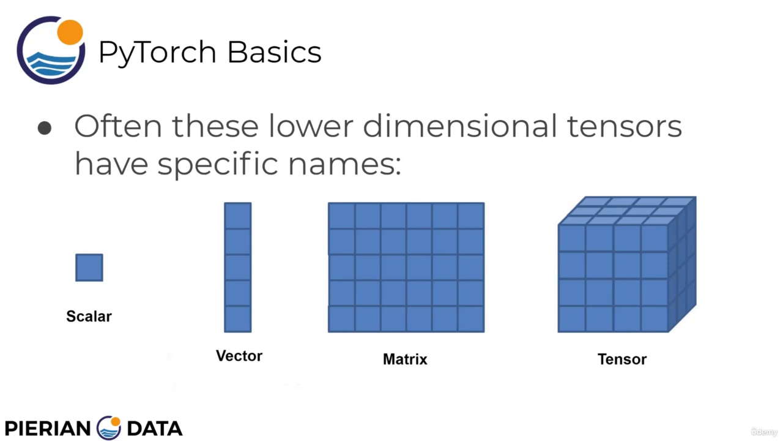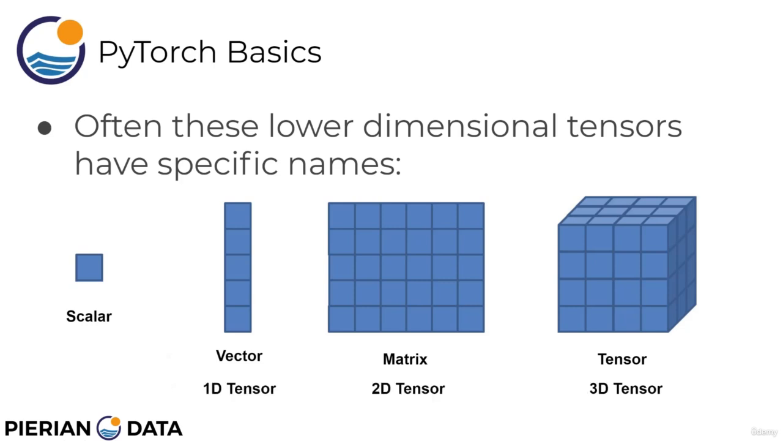So the thing that happens is lower dimensional tensors have specific names that are often used instead of the word like 1D tensor or 2D tensor. So we can think of a single number as a scalar value. And then if we organize a 1D array of these scalar values, we have a vector. If we have a 2D array of these scalar values, we have a matrix, and then a 3D array or higher can be known as a tensor.